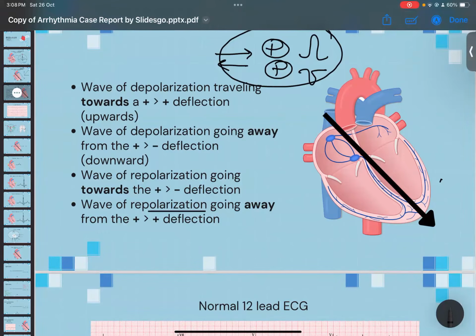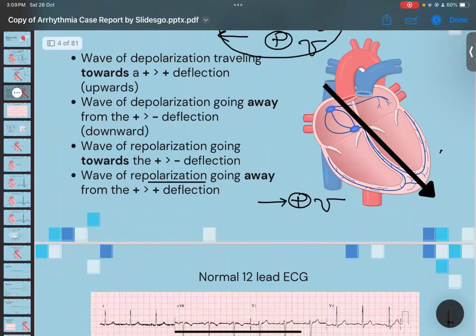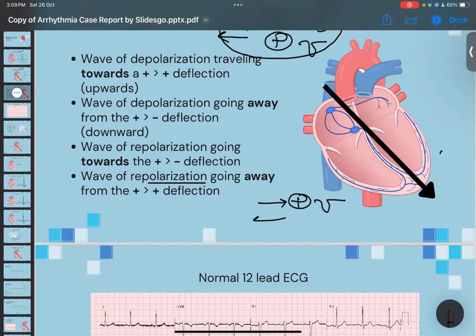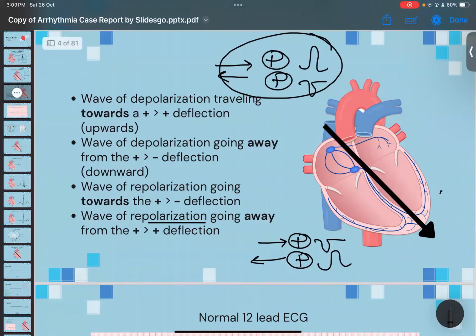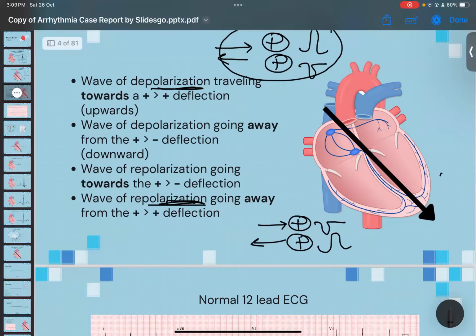Repolarization is when the electrical activity is leaving the cell, and the cell is now in a refractory state where it's not going to contract anymore. So the wave of repolarization, if it goes towards a positive electrode, is going to be the opposite of this one. So it's going to have a negative or downward deflection. If your wave of repolarization is going away from the positive electrode, then it's going to have an upward or positive deflection. So repolarization and depolarization waves have opposing effects on the ECG.